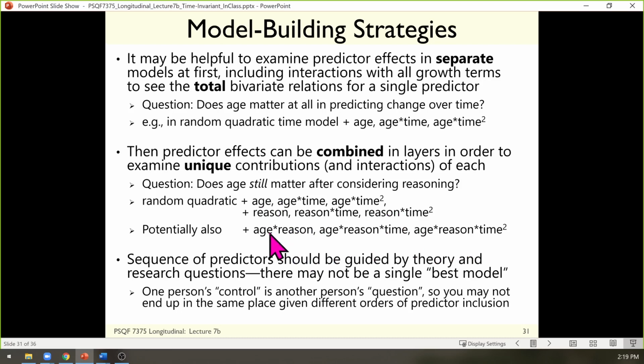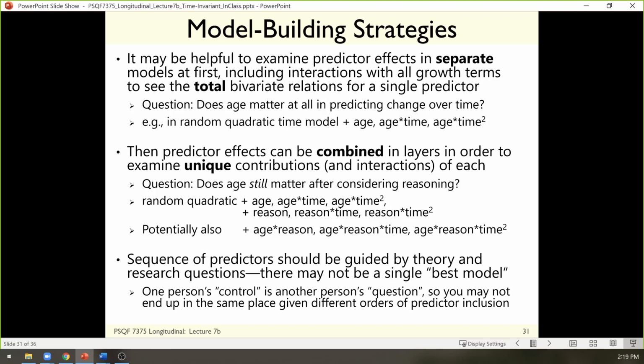So just as you would ask, to what extent does the effect of age depend on your reasoning ability? To what extent does the effect of age on the linear slope depend on your reasoning ability? To what extent does the effect of age on the quadratic slope depend on your reasoning ability? You can ask those sorts of higher order moderation questions as well.